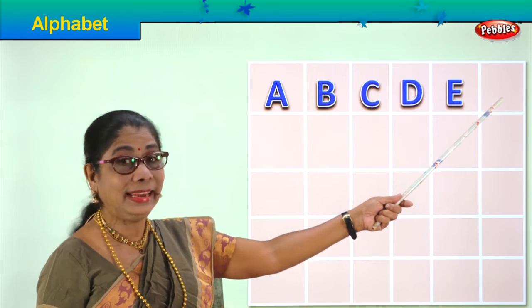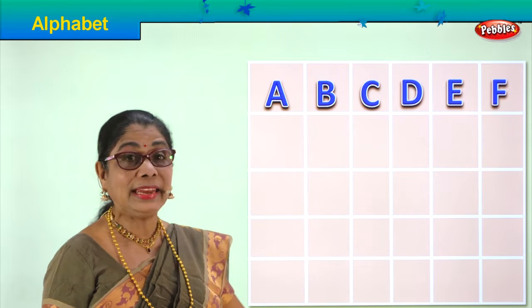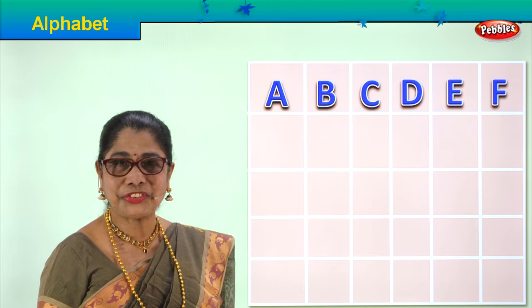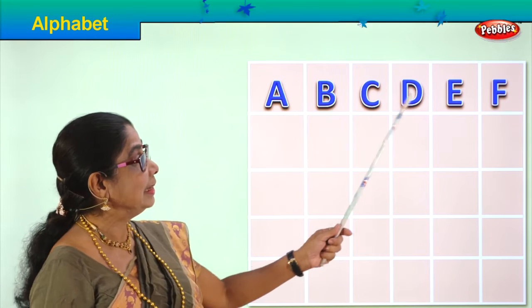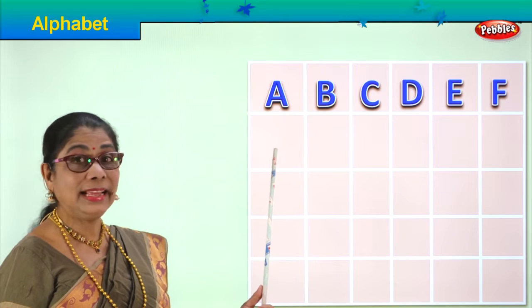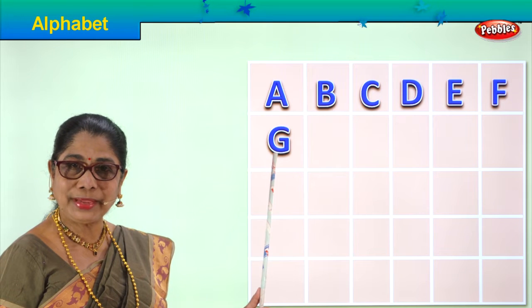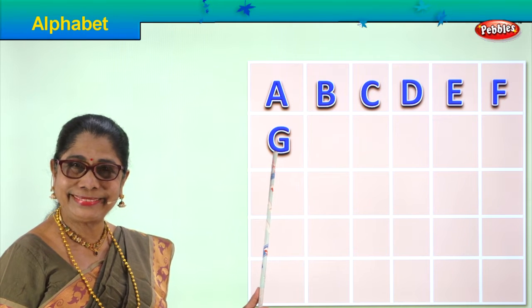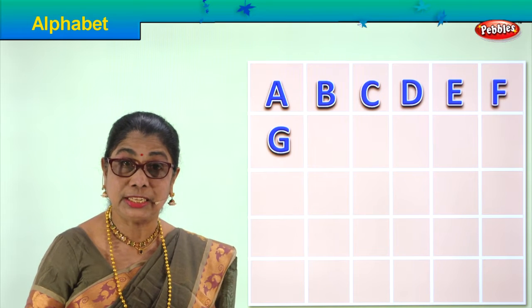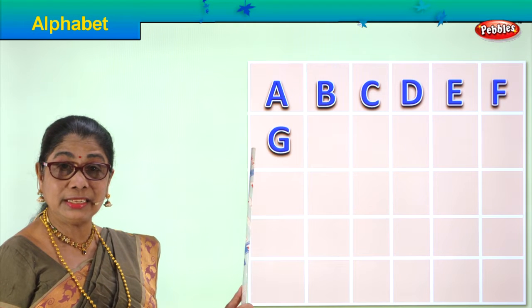The next letter in the English alphabet is letter F. And the sound of letter F is F, fish. So now we have looked at six letters. Okay? And the next letter after F is big capital letter G. Girl. And the sound of this letter G is G. G, G, G. Girl. G is the sound.